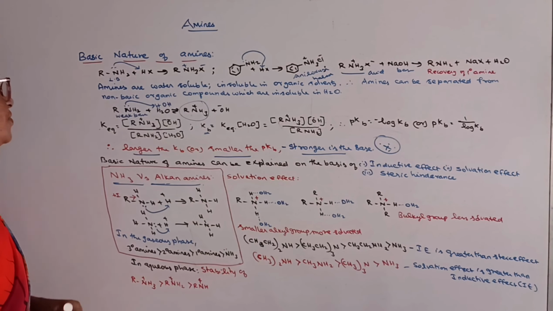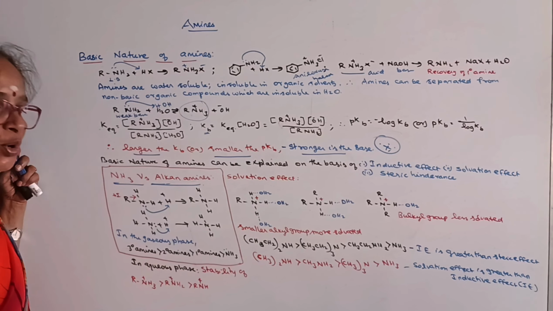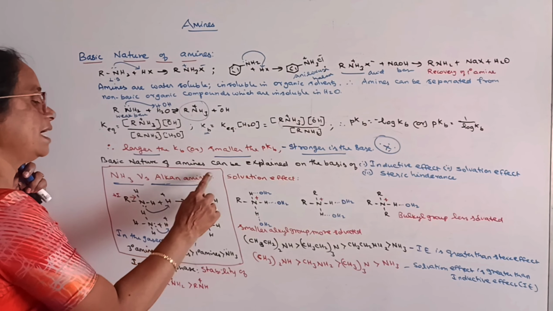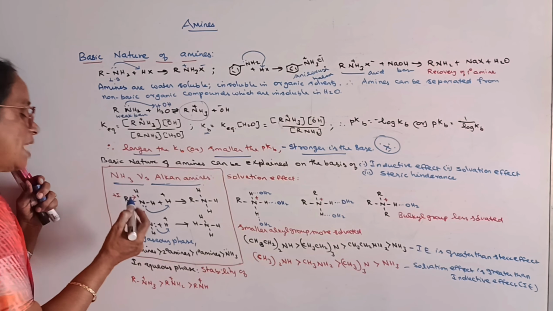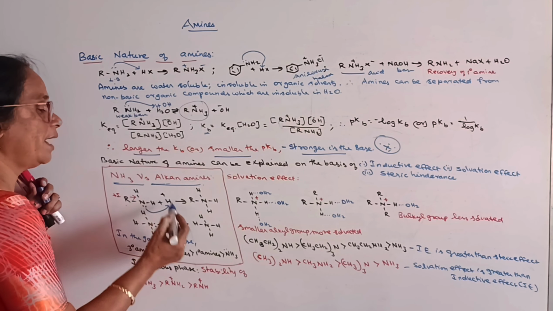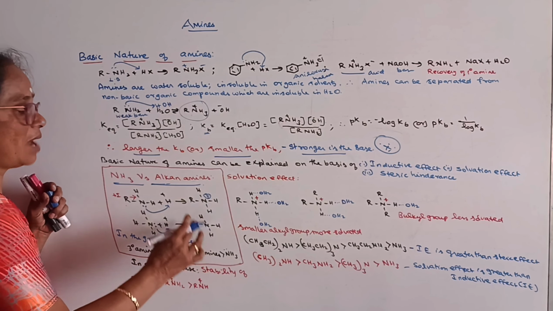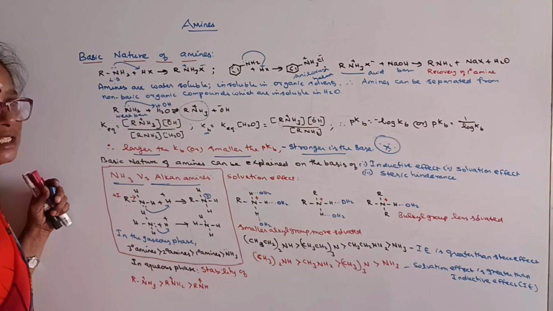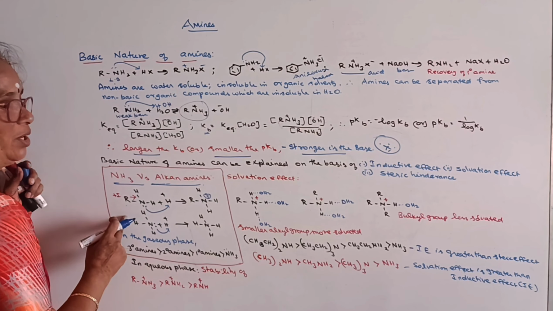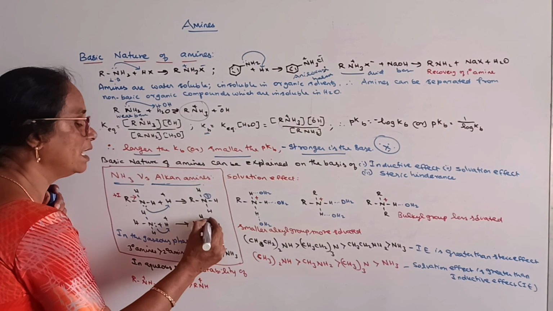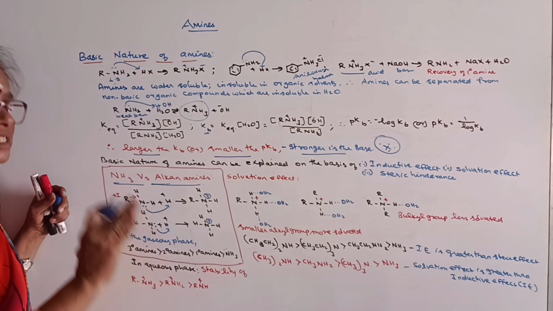So let us find, first of all, ammonia versus alkane amines. Ammonia, NH3; alkane amine has an alkyl group. When alkane amine is protonated, it forms the N-alkyl ammonium ion. At the same time, when ammonia is protonated, it forms only the ammonium ion. The difference between these two is simple.